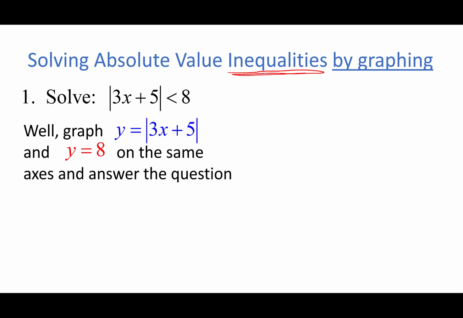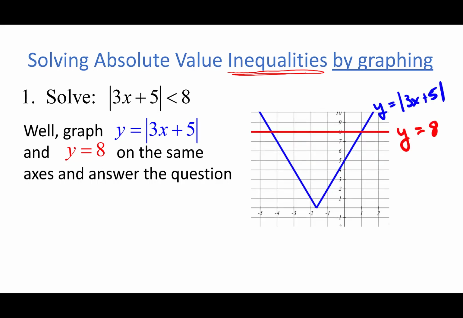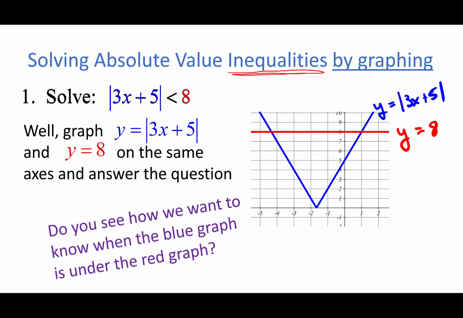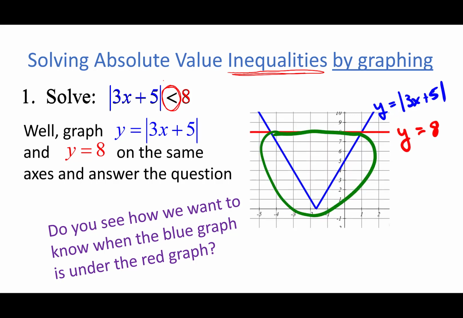So I'm going to graph the left-hand side, the absolute value, in blue, and the right-hand side, y equals 8, in red. There are my two graphs, a V for the absolute value, of course, and a horizontal line for y equals 8. And what we want to know is when is the blue graph less than 8. We want to know when is the blue graph under the red graph, pretty much, which is that part of the graph. That bottom part of the V is the part we care about.